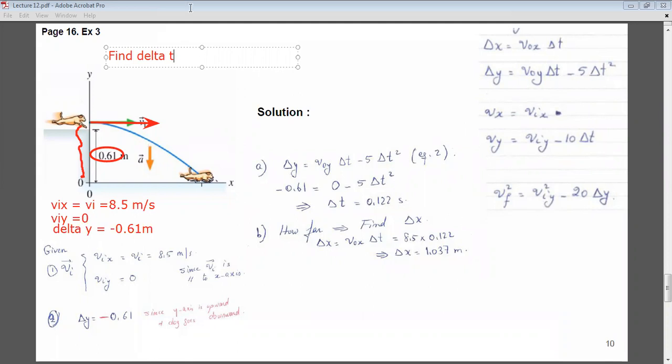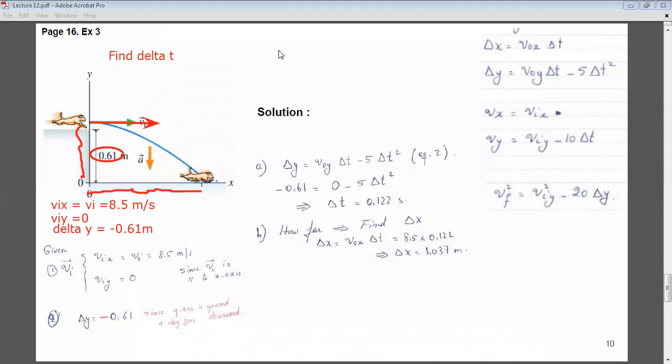We do exactly as we were doing before. I come to the first equation. Do I have delta x? Delta x is from here to here. It's how much it goes on the x-axis. Do I have this distance? No, I don't have this distance. So I cannot use the first equation. Let's try the second equation.